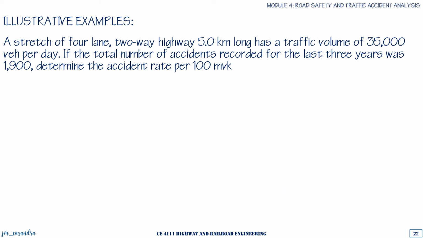Okay. So next example, we have a stretch of 4-lane, 2-way highway that is 5 kilometers long and has a traffic volume of 35,000 vehicles per day. If the total number of accidents recorded for the last 3 years was 1,900, what is now the accident rate per 100 MVK? MVK stands for million vehicles per kilometer.